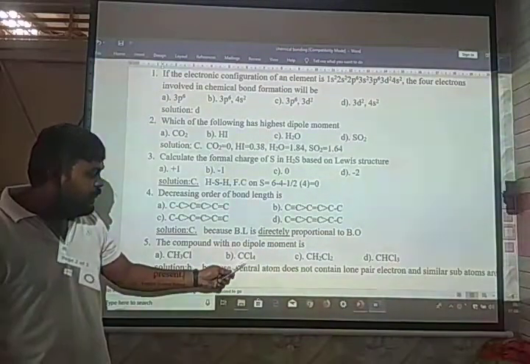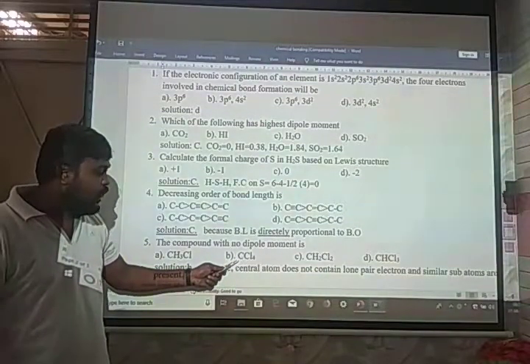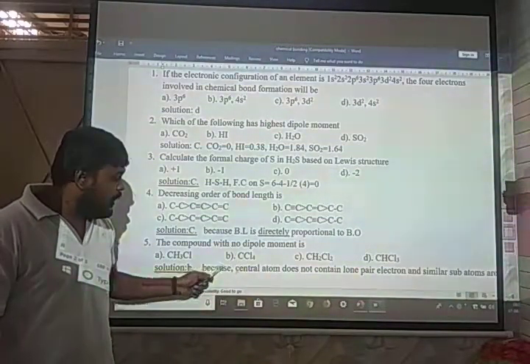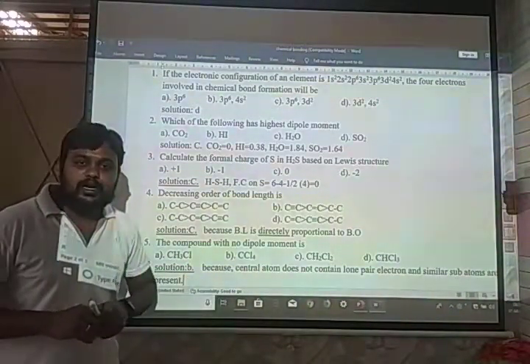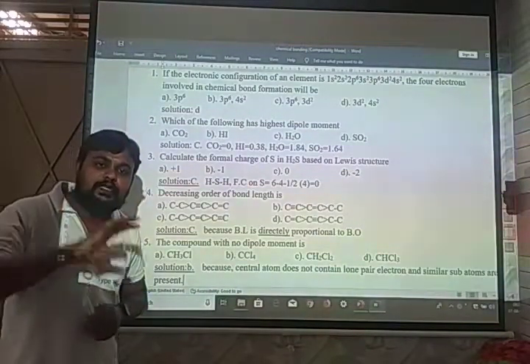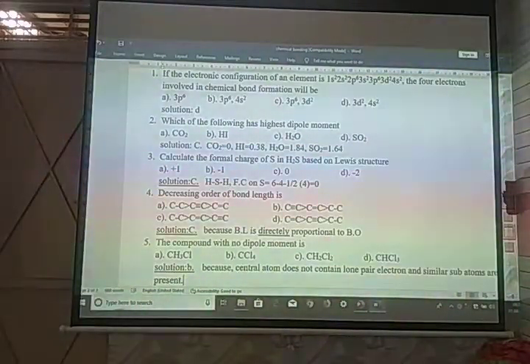In case of option B, 4 chlorine atoms, 4 similar atoms are attached to carbon, and carbon does not contain any lone pair electrons. So this option B obeys both the conditions. The central atom should not contain a lone pair, and the atoms attached to the central atom should be similar. So this is the right answer here.